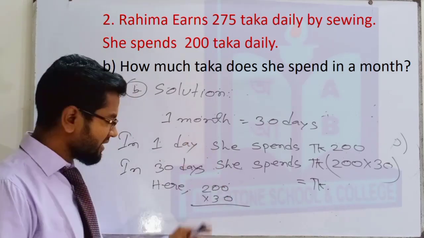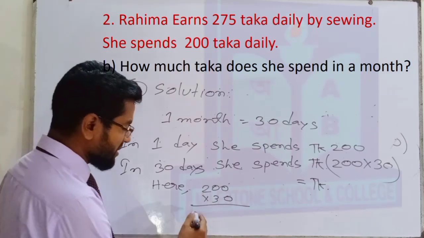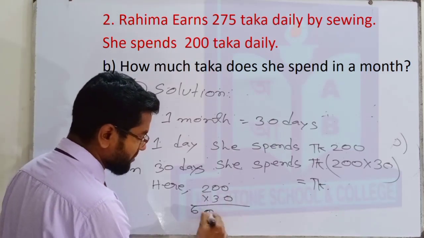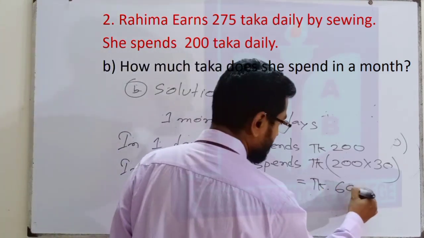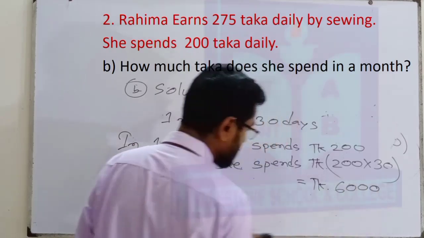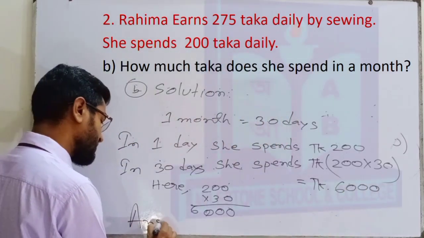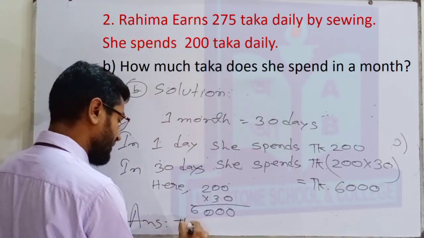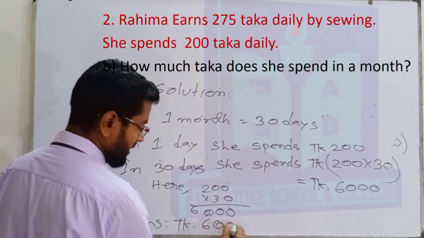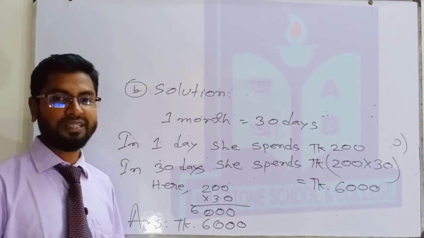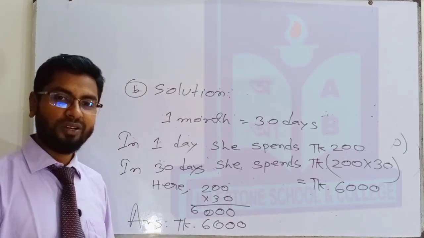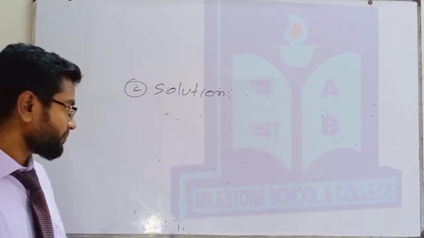1230 is last. 3 2s are 6, 3 2s are 6 and 30. This is all. So here will be 6,000 taka. Answer: 6,000 taka. Okay. Do you have any more problem with that one? I think you are able to solve it.